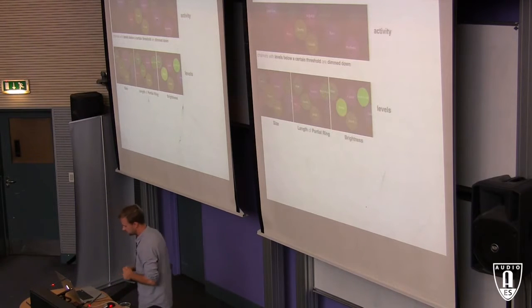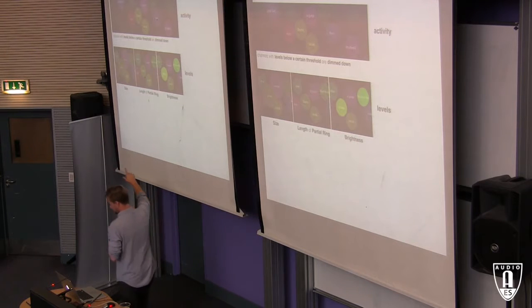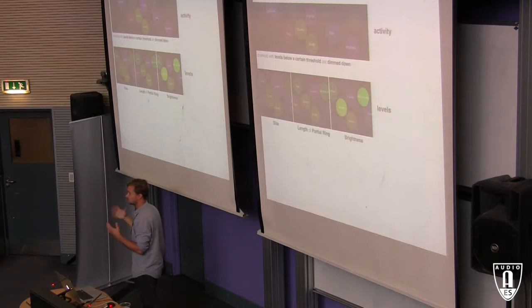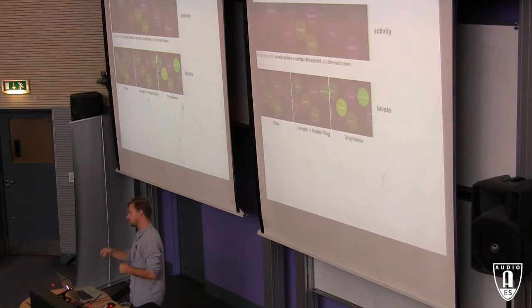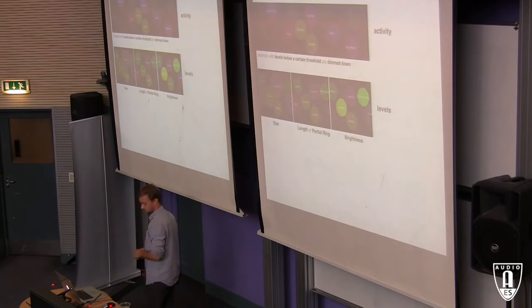Then we tried different visualizations of levels. So over here, you might be able to see size as the first one. So more loud, larger size. Then we had this partial ring that sort of travels all the way around the widget. If it goes all the way around, it sort of hits peak level, and then the length of this ring would be somewhere in between. And then we tried with the brightness of the channel here.